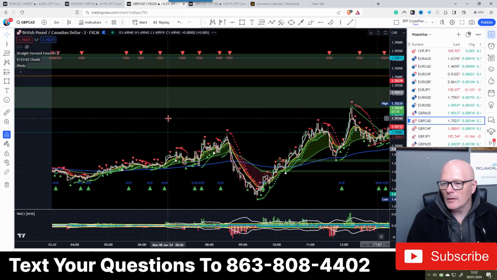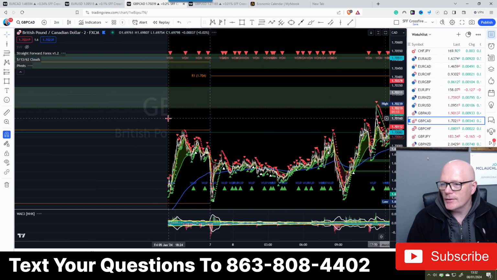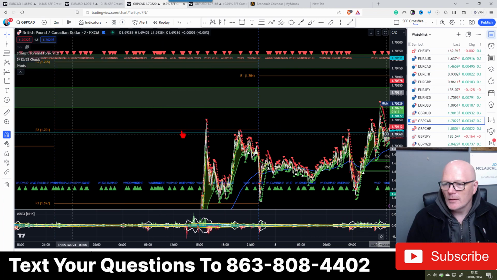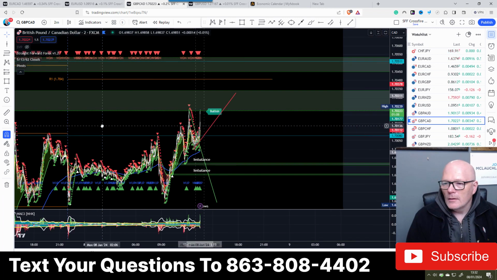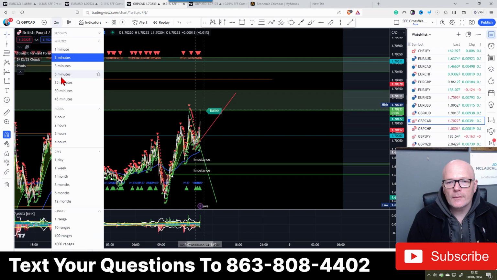Let's see what else we've got on the previous price action. This is the 2-minute time frame. Let's have a quick look at the 15-minute.